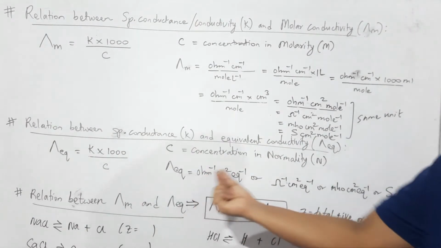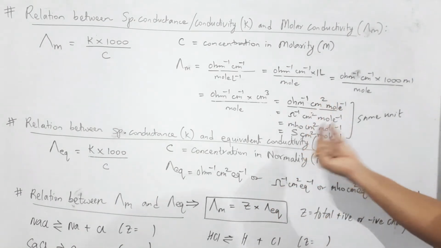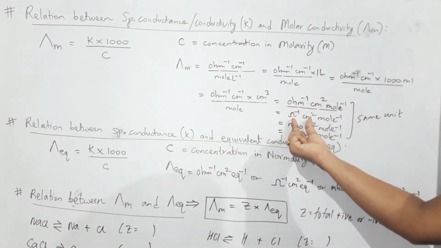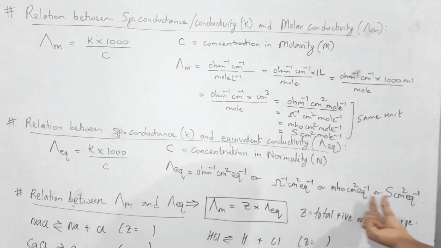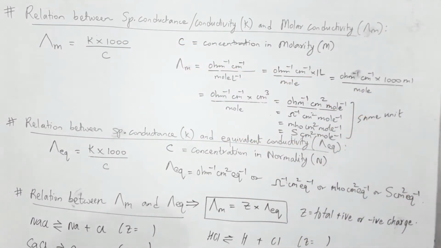So ohm inverse can be replaced with omega inverse, which can be replaced with mho, which can be replaced with Siemens, just like above. Ohm inverse centimeter square, mho centimeter square, Siemens centimeter square are the same. The difference is in lambda m, mole inverse will come; in lambda EQ, equivalent inverse will come. So basically the formula is quite the same, and even the units are the same. In lambda m, at the end you write mole inverse, whereas in lambda EQ you write EQ inverse at the end of the unit.